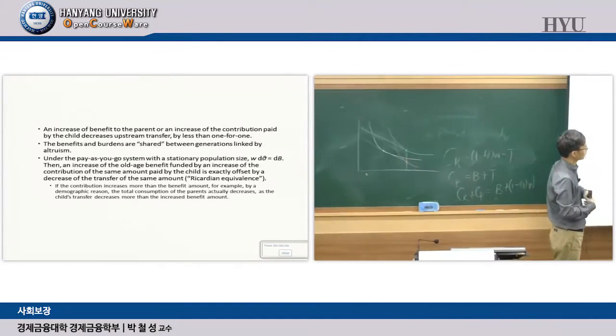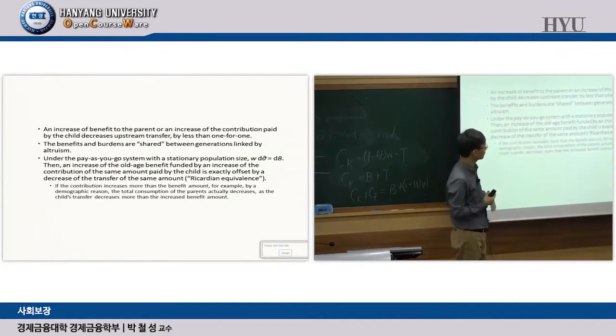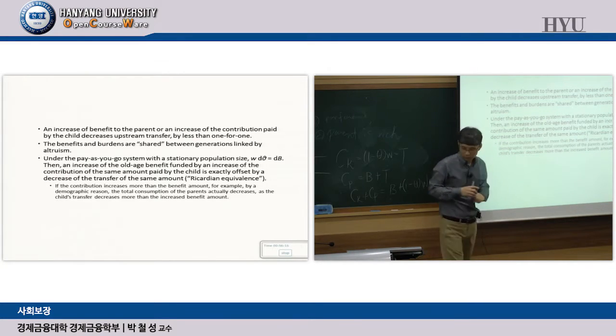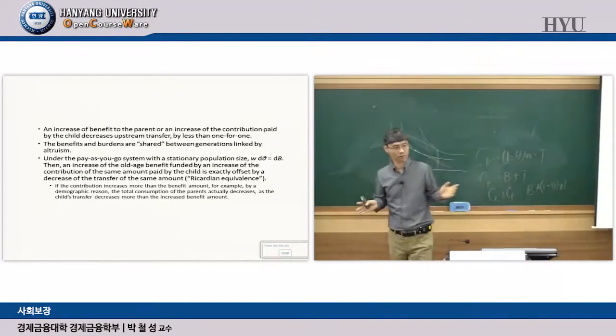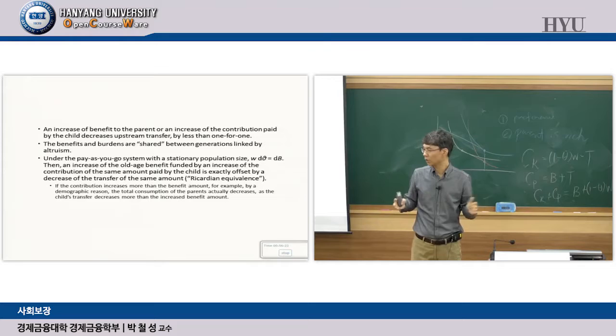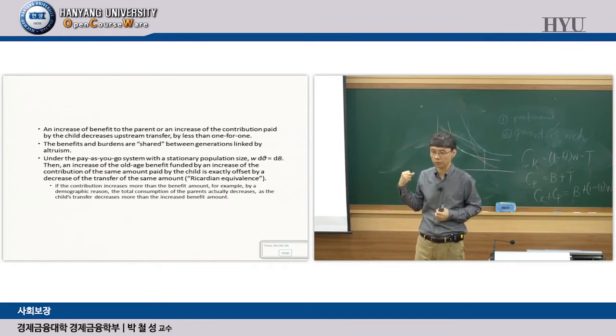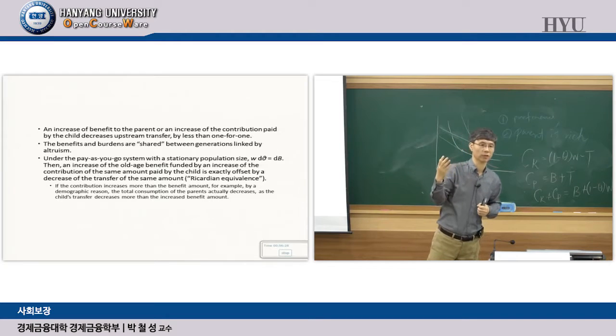Okay? So that is some ideas of some economists. Now, somewhat related with this one. Under the pay-as-you-go system, now think about this. Now think of the pension system that has pay-as-you-go. So pay-as-you-go means that the money collected from younger generations goes directly to older generations.